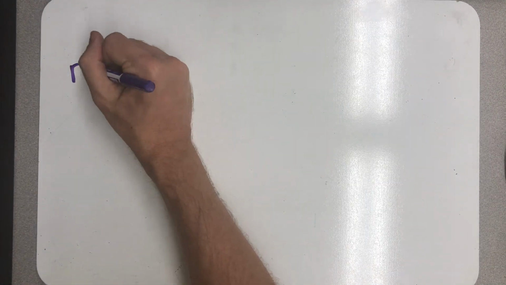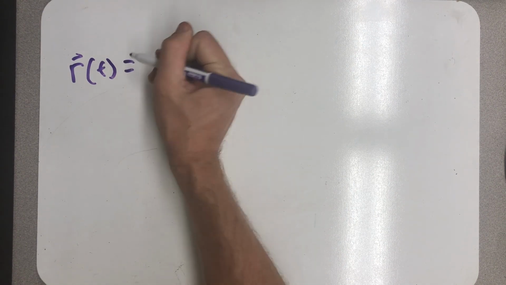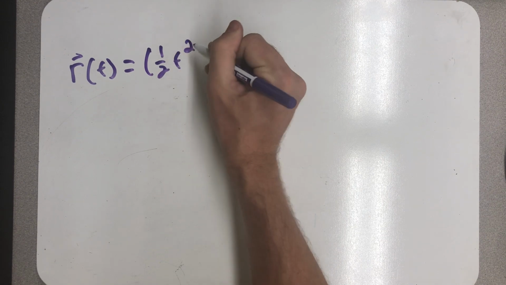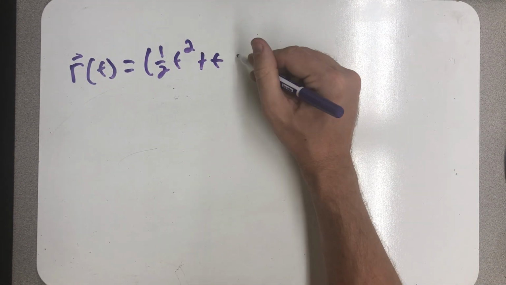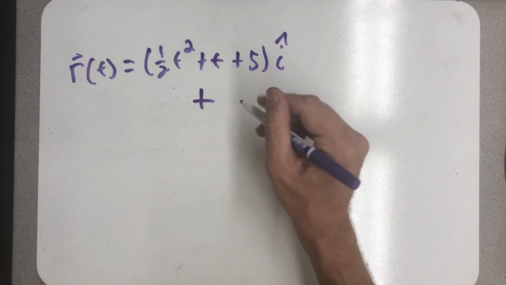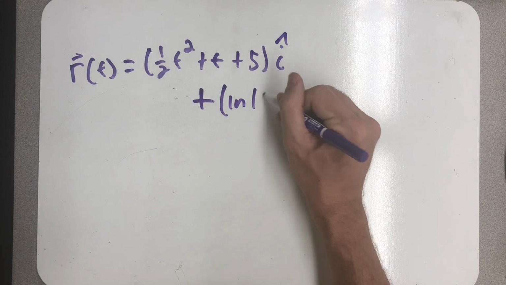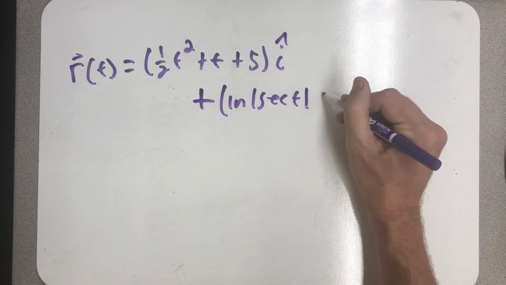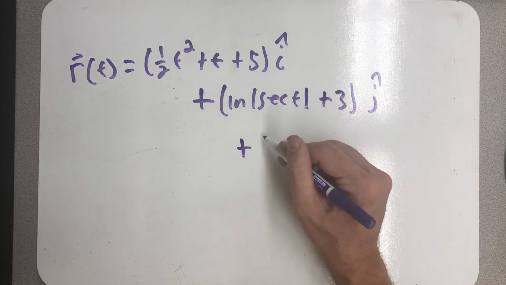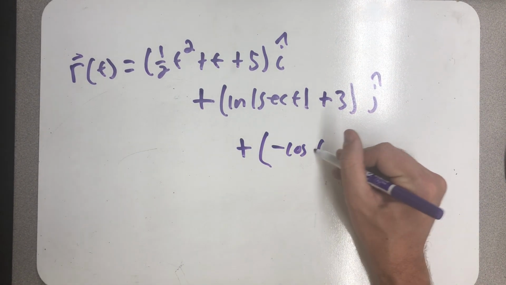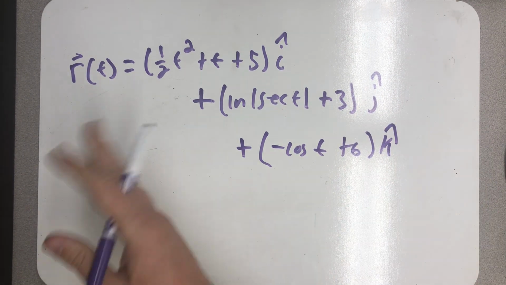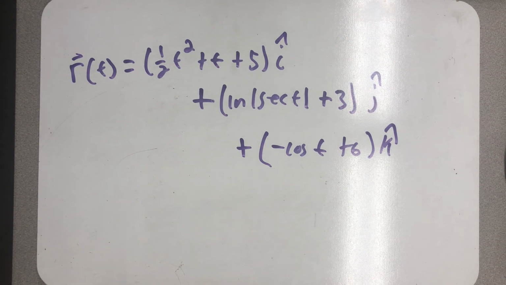To solve an initial value problem, I do need to write down a final answer. So my function would have to be 1/2 t squared plus t, and then c1 was 5, plus the natural log of the secant of t plus 3, and then finally plus the opposite of cosine t plus 6 in the k component. And there's my solution to my initial value problem.